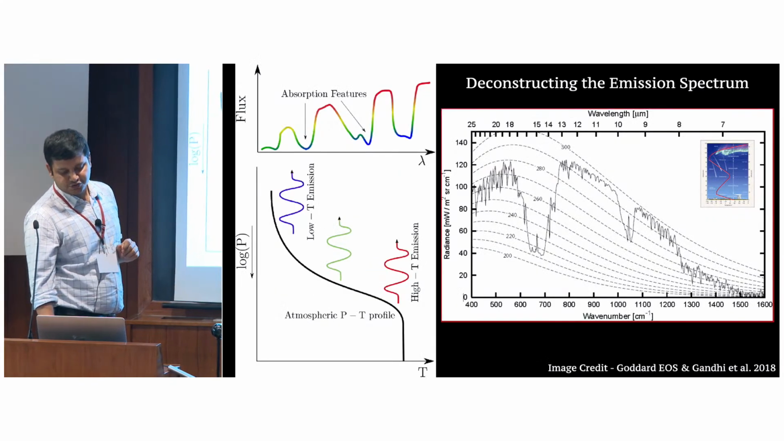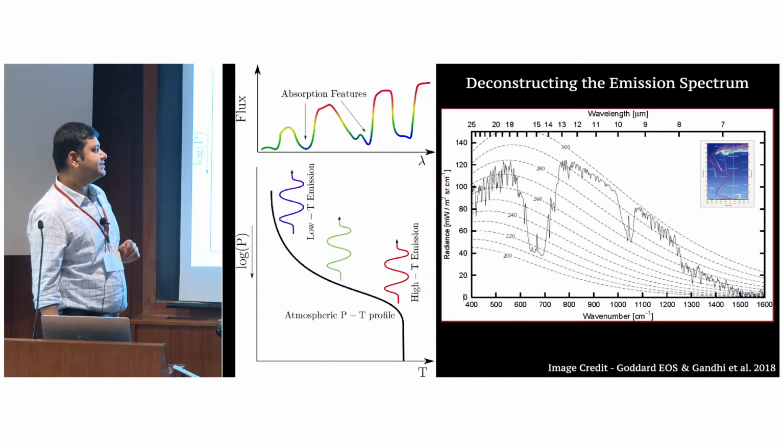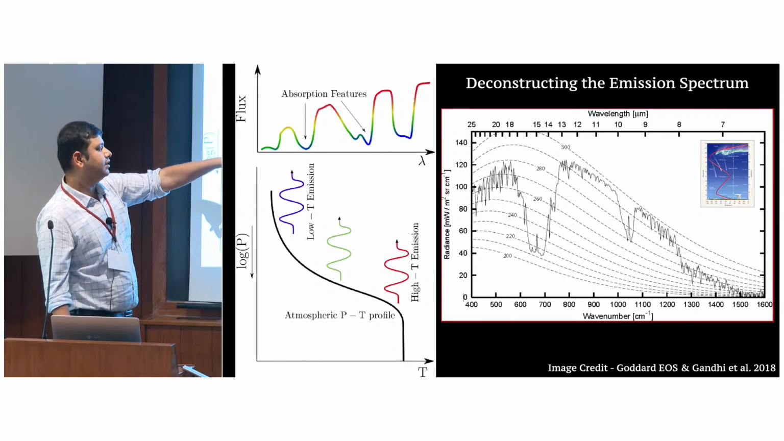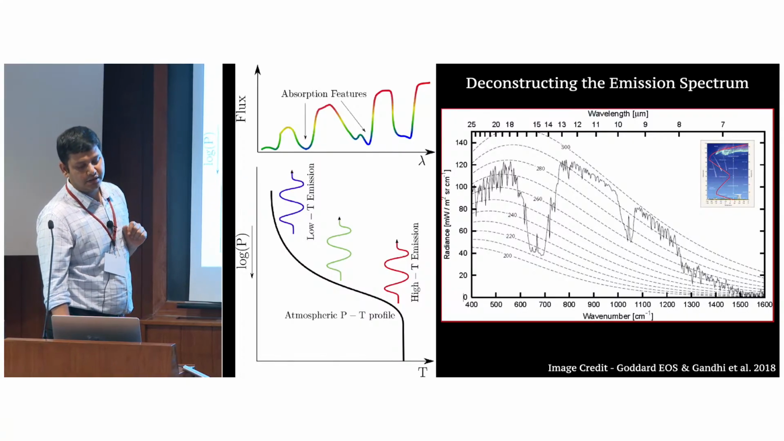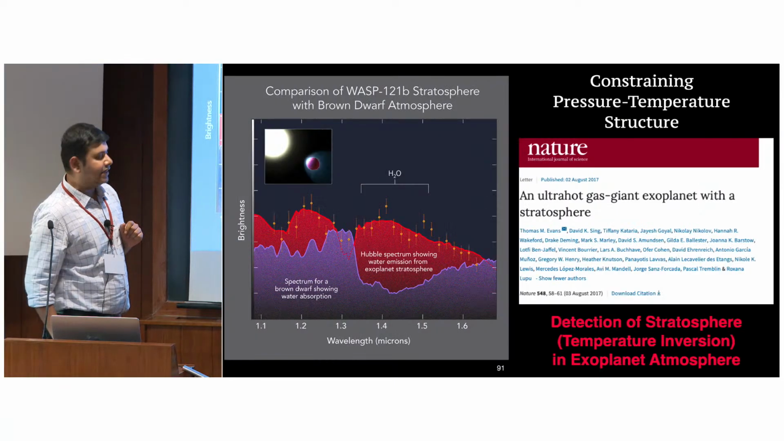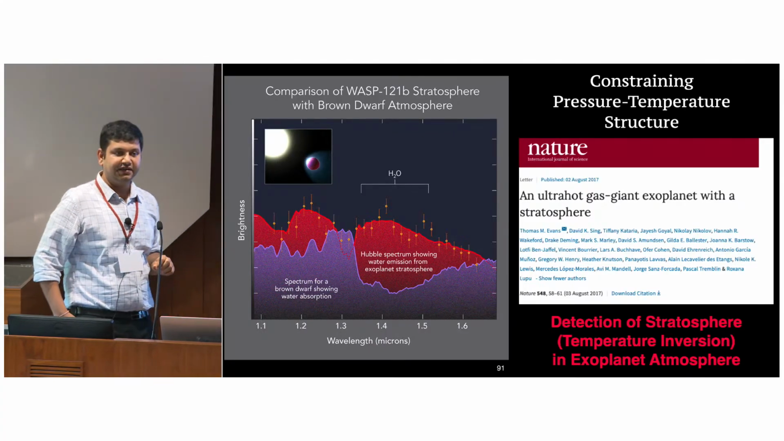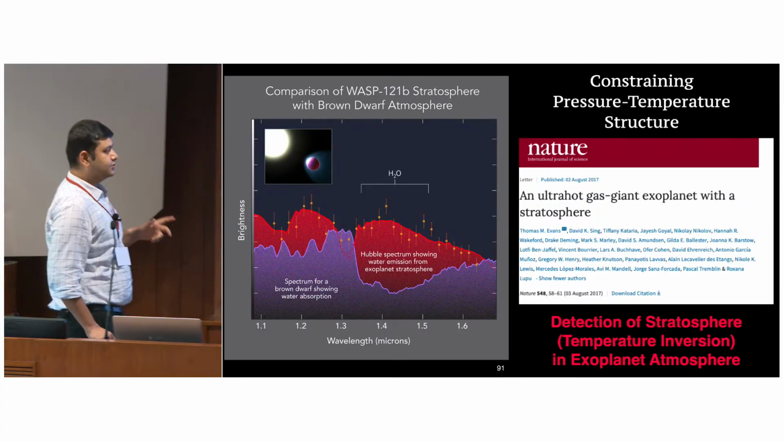Okay, so this is too detailed. I won't go into details now. But the takeaway point is that with emission spectra, you can also get different features and constrain the pressure-temperature profile more accurately. Okay, and this is one of the discoveries that we made in 2017 using the emission spectrum. So this was published in Nature.